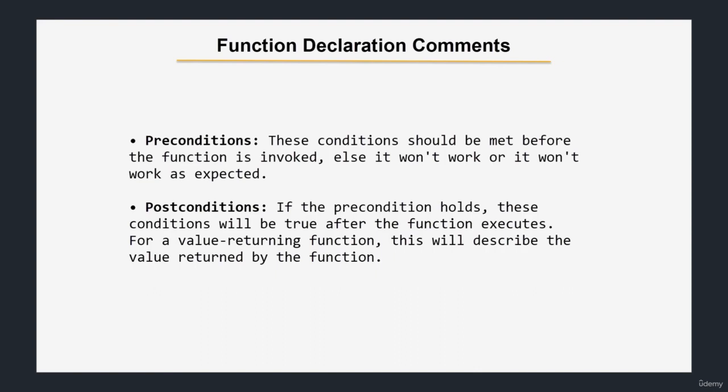Then you also have postconditions. So if the precondition holds, these conditions will be true after the function executes. Of course the precondition needs to hold in the first place, and then you go and execute the function. So these postconditions are basically what will be true after the function executes. So what will happen basically. And for a value returning function, this will describe the value that the function will return.